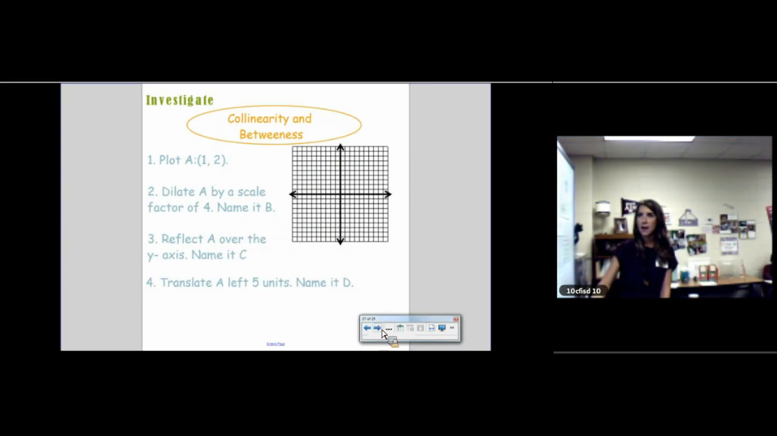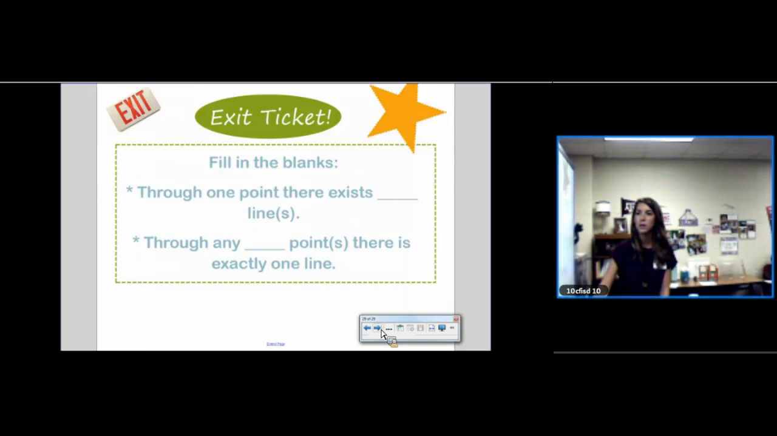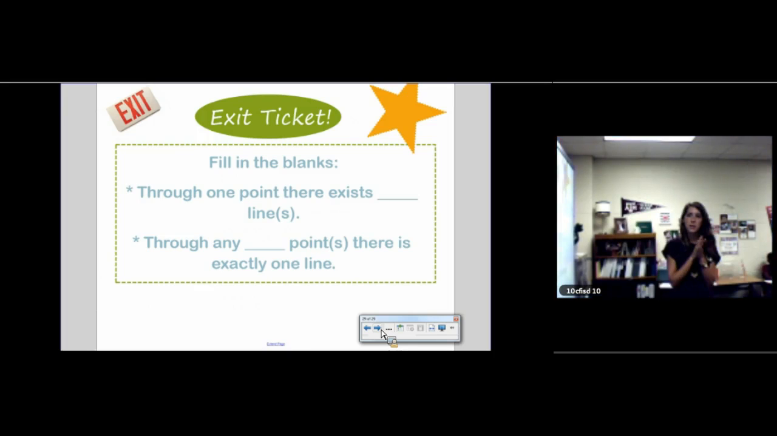Okay. We're going to have to save some of these for tomorrow. This is our exit ticket. We just talk about this, and then I give you the assignment. And you get to work on that till the bell rings.